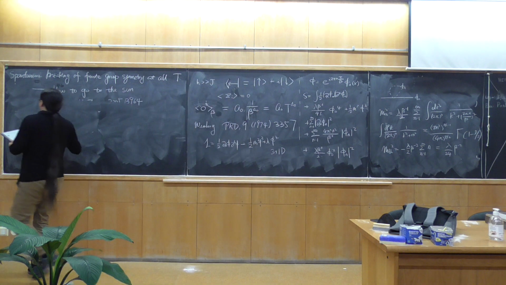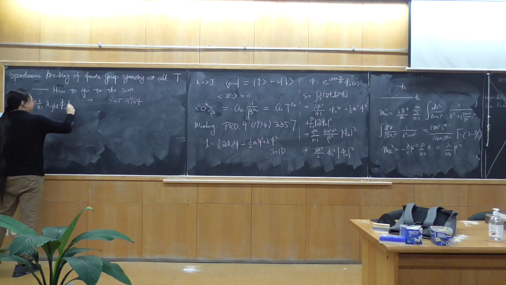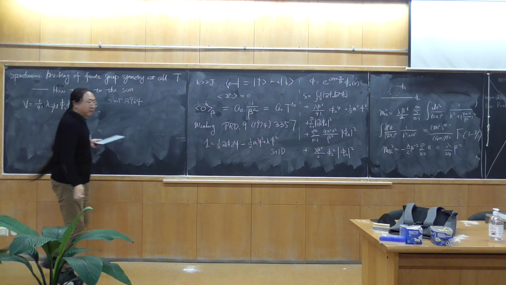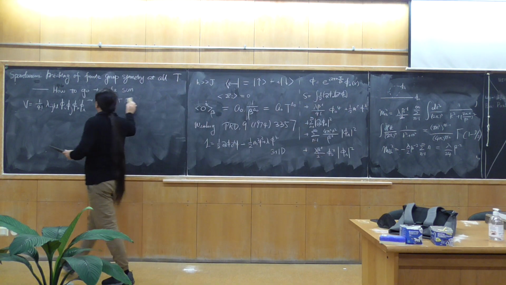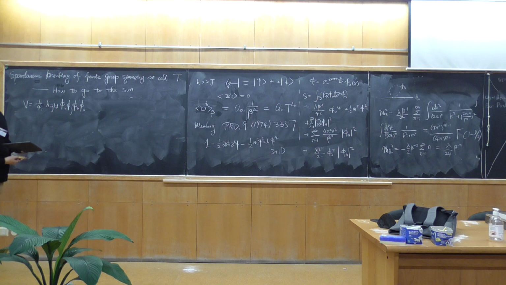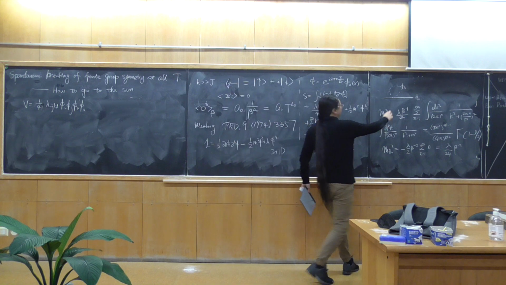So let's simply consider a potential which looks like 1 over 4 factorial, lambda_{ijkl} phi_i phi_j phi_k phi_l. Okay? It's the most generic potential you can write down for a phi-to-the-fourth theory. And you don't really need to do much calculation. First of all, your diagrams look like this.